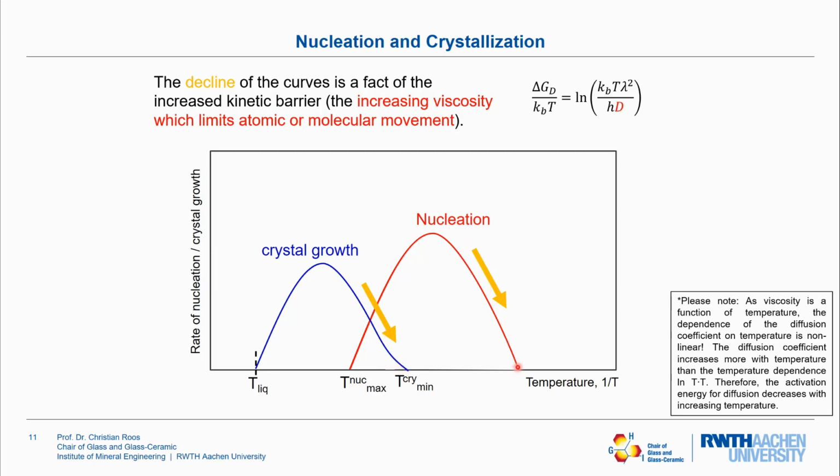And the temperature for the nuclei is less viscosity dependent because the nuclei are smaller and can grow even at lower temperatures. But for the crystal growth, the temperature is larger because for crystal growth, larger diffusion and atomic movements are necessary. And this dependence here is resembled by the diffusion coefficient, which also is depending on the viscosity in this kinetic barrier equation.